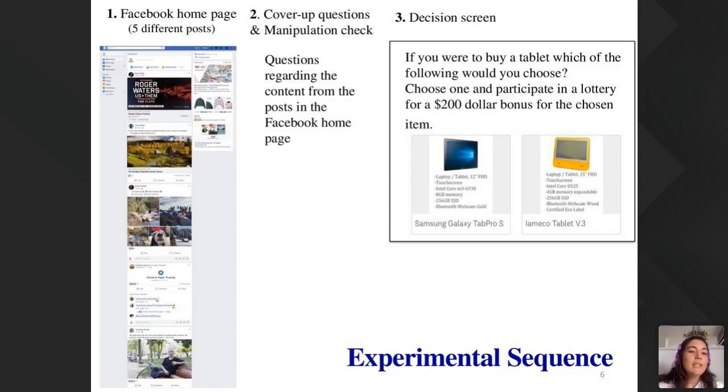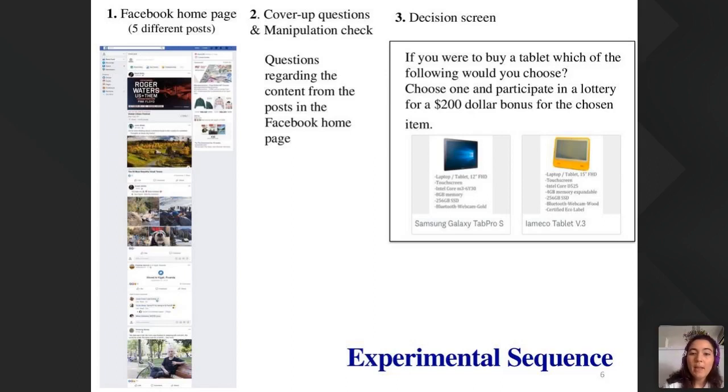So you would see this image for some seconds, and then we would ask you questions about the content of the posts. For each post, we would have a question. And finally, when they had answered the questions, they come to the decision screen, where we would ask for a purchase intention between a low and a high carbon good. The question was, if you were to buy a tablet, which of the following would you choose? Choose one and participate in a lottery for a $200 bonus for the chosen item.